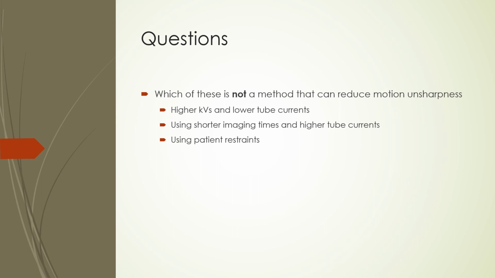Second question. Which of these is not a method that can reduce motion and sharpness? Your choices are: first choice, higher KVs and lower tube currents; second choice, using shorter imaging times and higher tube currents; third choice, using patient restraints. The correct answer is higher KVs and lower tube currents.